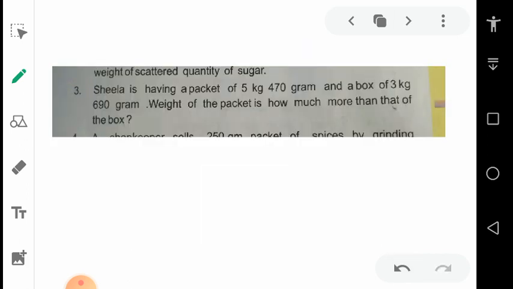Again, there is a word problem, so it is more important than the previous topics. In this problem, Sheila has a packet of 5 kg 470 gram and a box of 3 kg 690 gram. Weight of the packet is how much more than that of the box? As you can see, the weight of the packet is 5 kg 470 gram and the weight of the box is 3 kg 690 gram. Because 5 kg is more than 3 kg, the packet will be heavier. Now how much heavier is it than the box? We have to do subtraction.